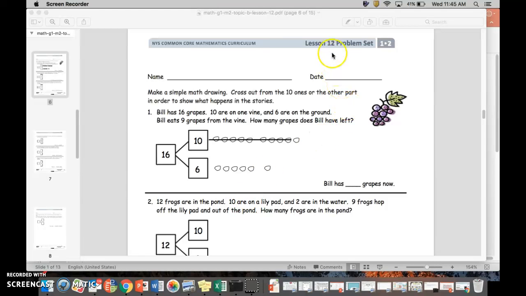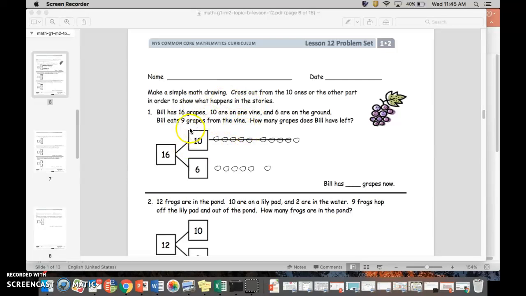Hey boys and girls, for lesson 12, you're going to put your name on your paper, and then the directions tell you to make a simple math drawing. Cross out from the 10, so your part is always going to be a 10 in these. Cross out from the 10 ones or the other part in order to show what happens in the stories.